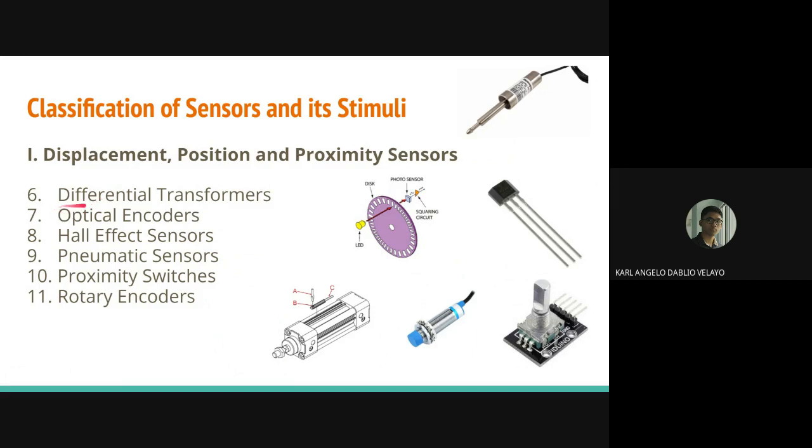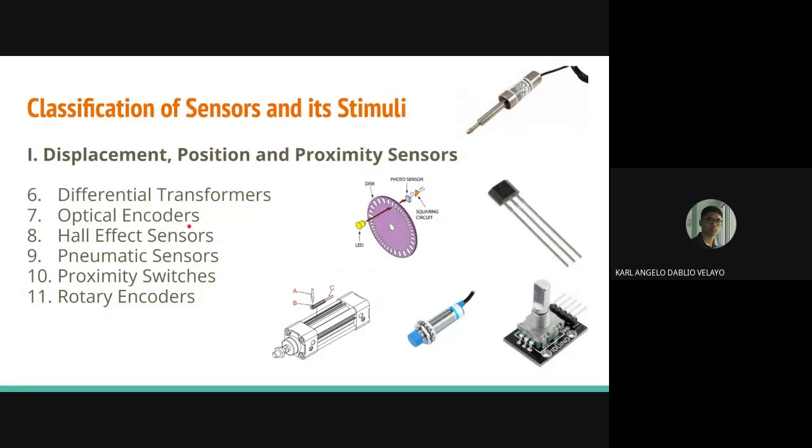So the sixth one is the differential transformer, also known as linear differential transformer. So muna siya ang differential transformer. So this electromechanical sensor is used to convert mechanical motion into a variable electrical current, voltage, or electrical signal. So this is commonly used in automation.